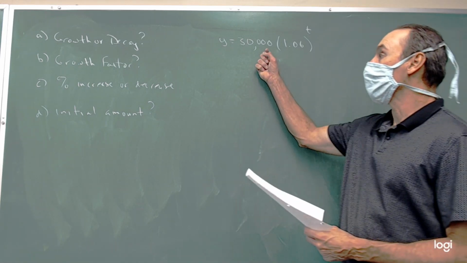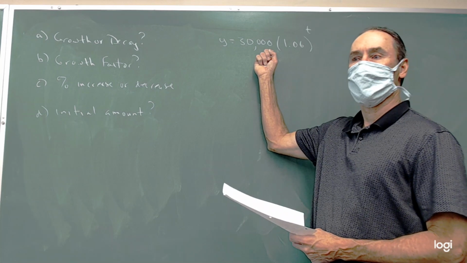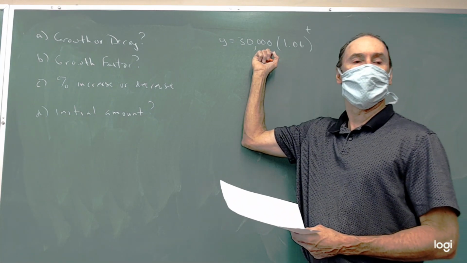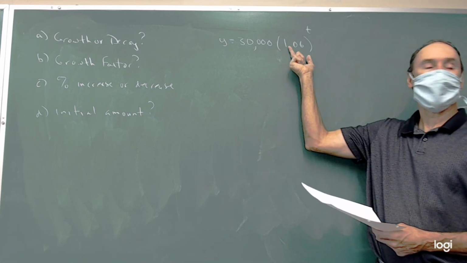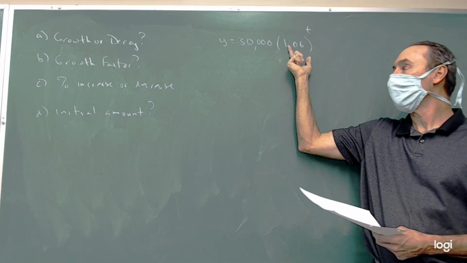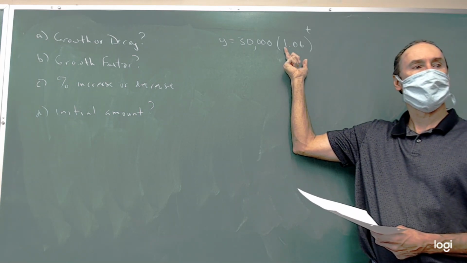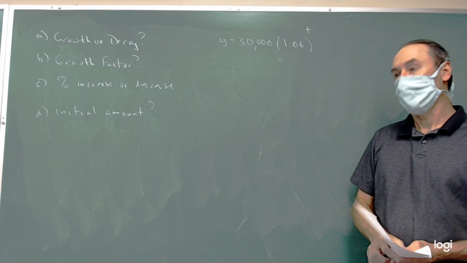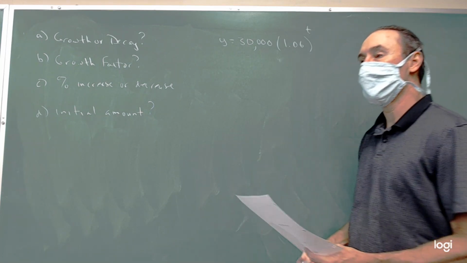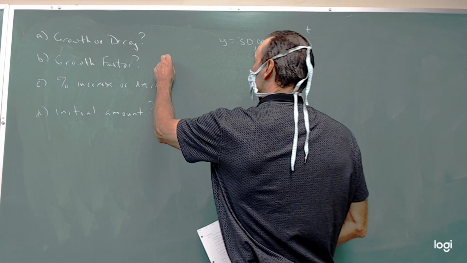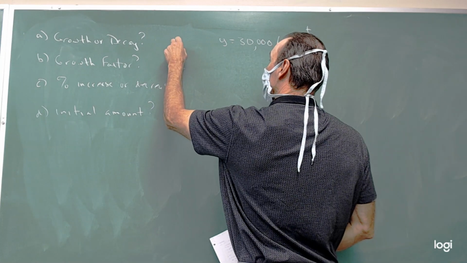Okay, so growth or decay, how did you know? Because the base is bigger than 1. 1.06 is bigger than 1. What is the growth factor? 1.06. So it is exactly that b in y equals a b to the x. So 1.06 is going to be growth.